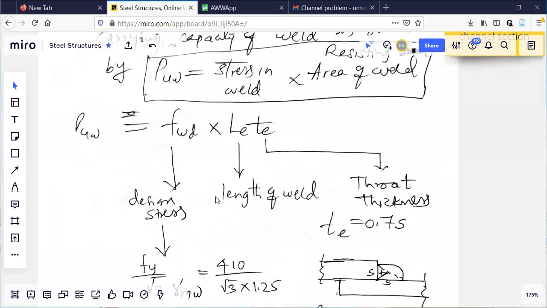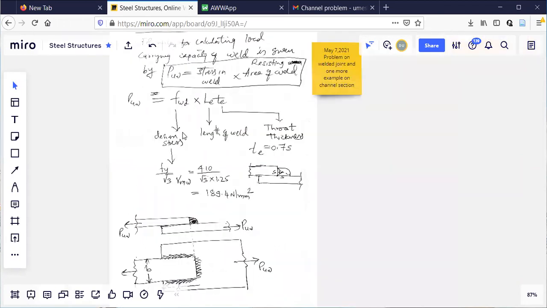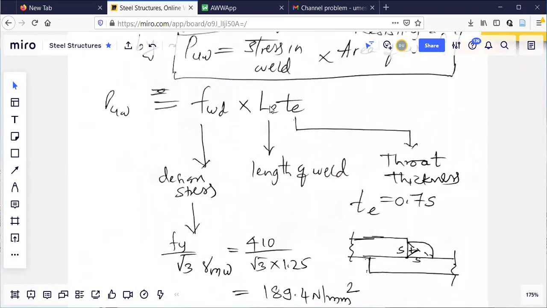Finally, it has been reduced to a strength of material problem. You know this value already. If you forget the formula, it is there in steel IS 800. Fy, try to remember, is 410. Gamma MW depends on whether the welding is carried out at the site or in the shop: in the shop it is less, at the site it is more, 1.5. I'll solve that also. Then the length of the weld is directly available in the diagram, so note it.